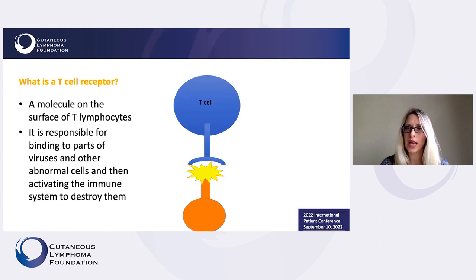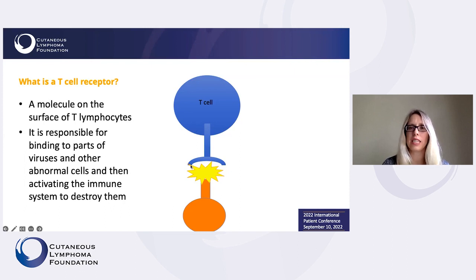So when we're looking at T cell lymphomas of the skin, we're looking at whether there are clones of those T cells. And the way we do this is by looking at the T cell receptors of the cells. A T cell receptor is a specific molecule on the surface of the T lymphocyte. And this is the tool that the lymphocyte uses to bind to abnormal cells, to germs, and then it uses that to activate the immune system to destroy that invader.